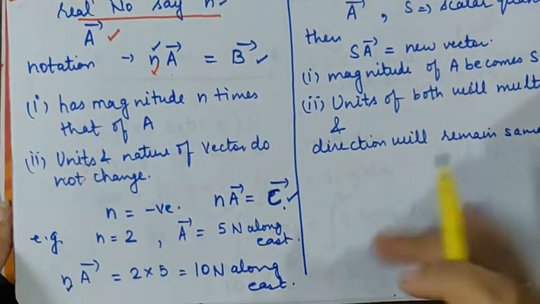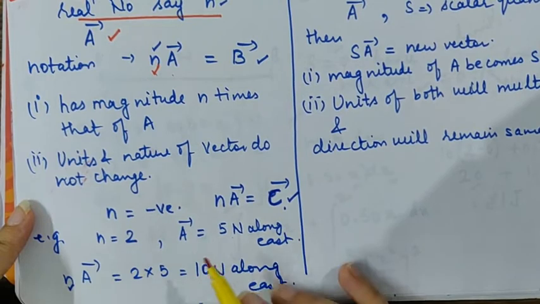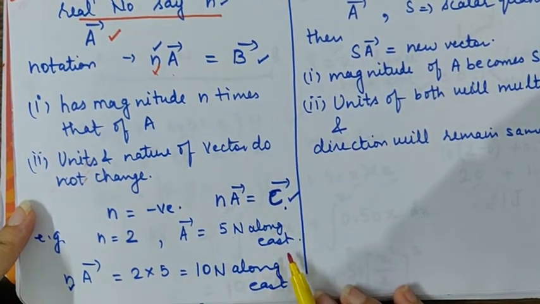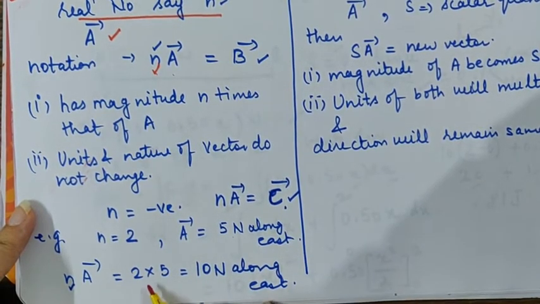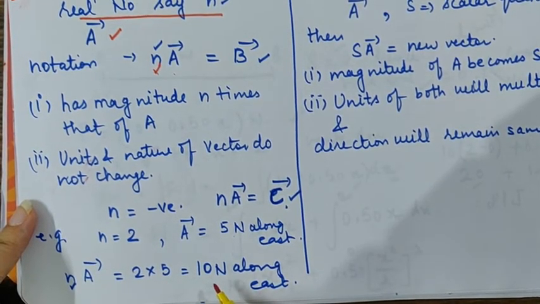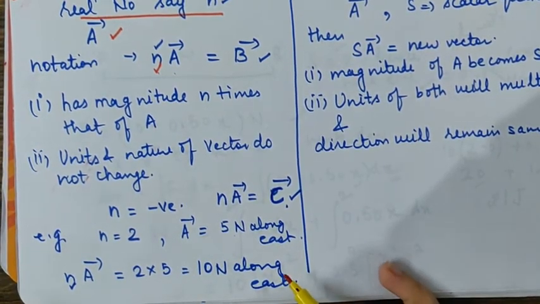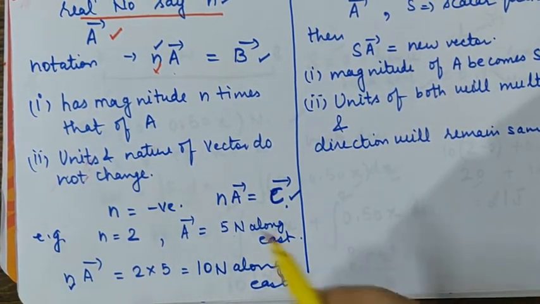We can learn this in this example. Suppose n is equal to 2, A is equal to 5 Newton along east, then nA vector will be equal to 2 into 5. That means 10 Newton along east, meaning the direction has not changed. Magnitude of A was 5, now it has become 10 when it is multiplied by the real number. But the direction remains the same because the direction was east earlier and now also it is the same.